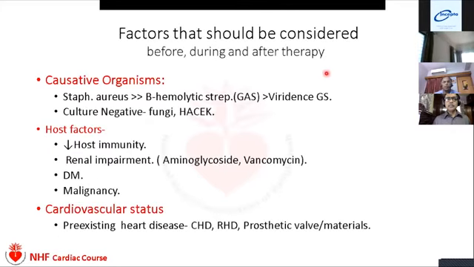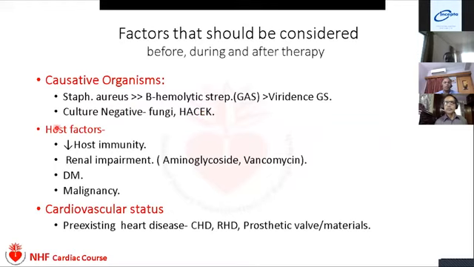What are the factors that should be considered before, during, and after therapy? First is the causative organism, then host factors, and cardiovascular factors. Among causative organisms, as already described, Staphylococcus aureus is a very virulent organism compared to the viridans group of Streptococcus, and produces rapid damage of the valve. On the other hand, culture-negative infective endocarditis, especially when caused by fungus or acid-fast bacilli, produces a prolonged course of disease that is difficult to treat, and prognosis is very poor with high mortality.